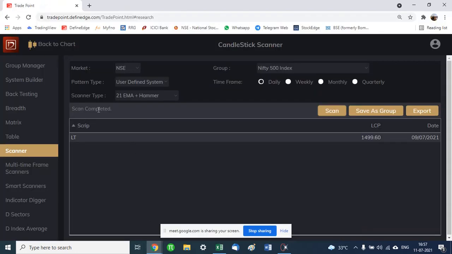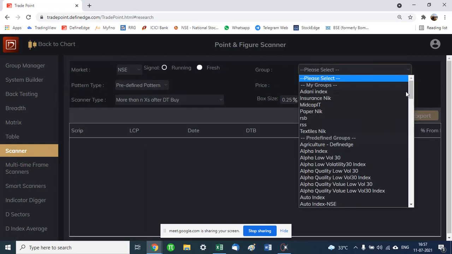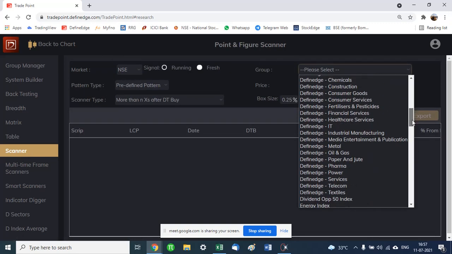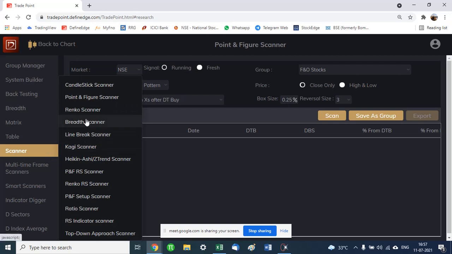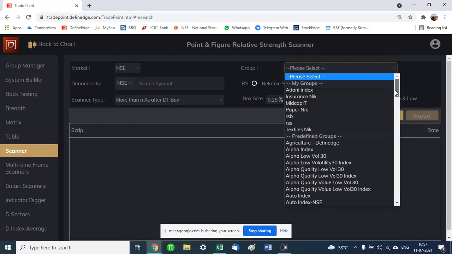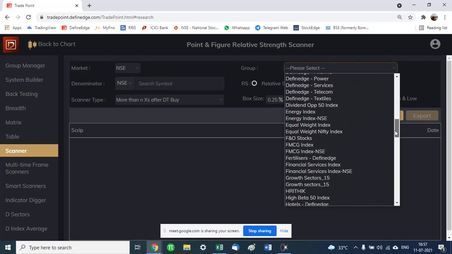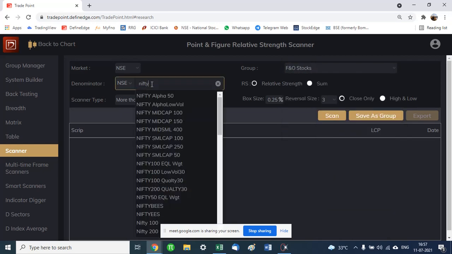Okay. So this is the scanning mechanism. Now, for example, if we want to run a scan, which I have shown before, we can scan on this point and figure scanner I was talking about. There's also a point and figure relative strength scanner. So supposing we run this. So we select FNO stocks, denominator Nifty 50.